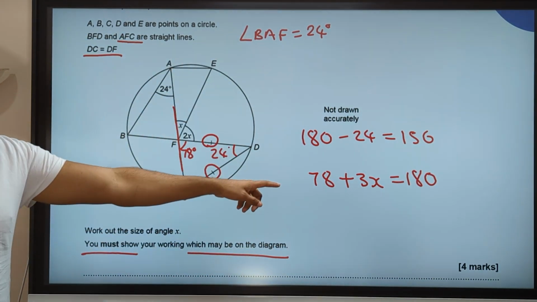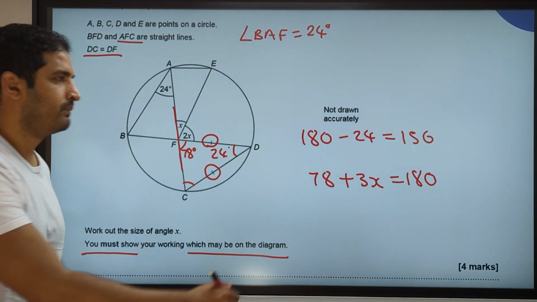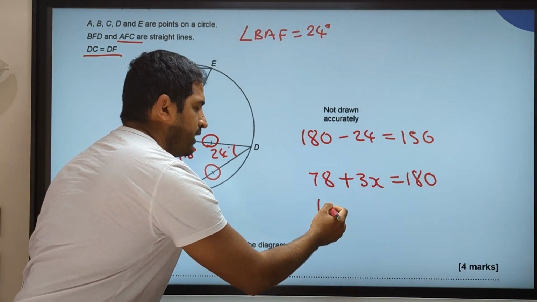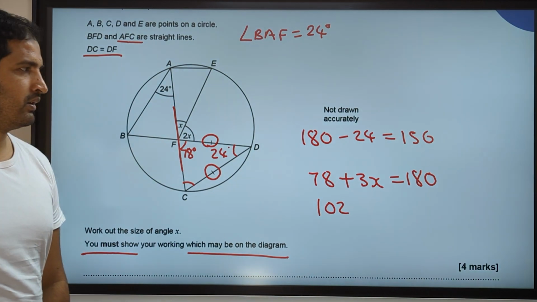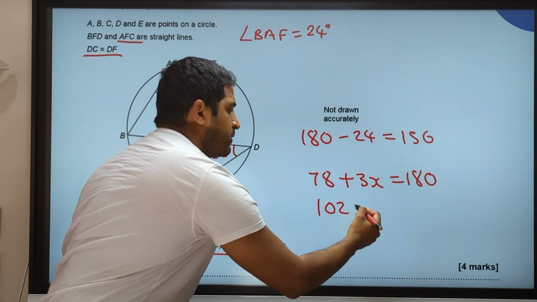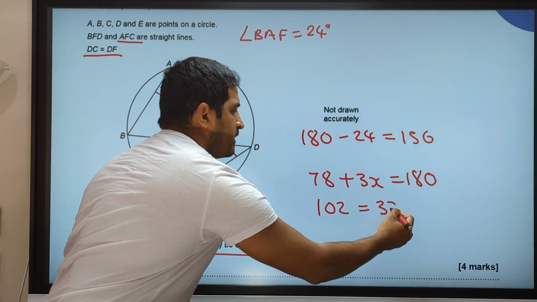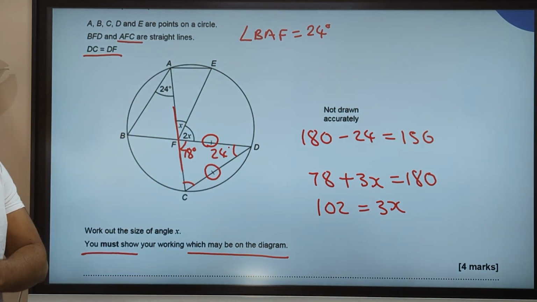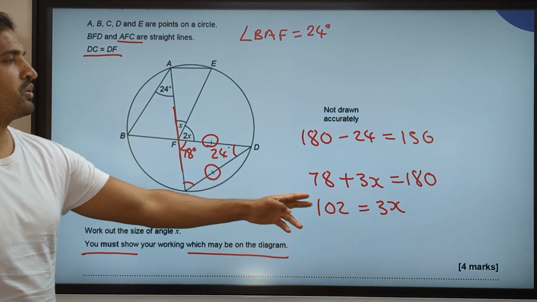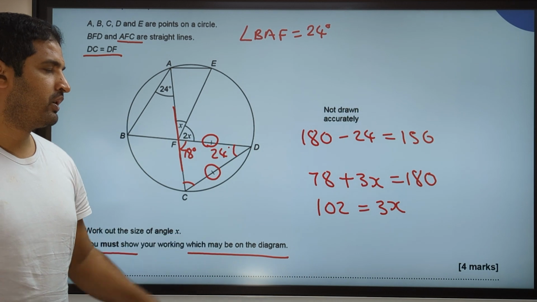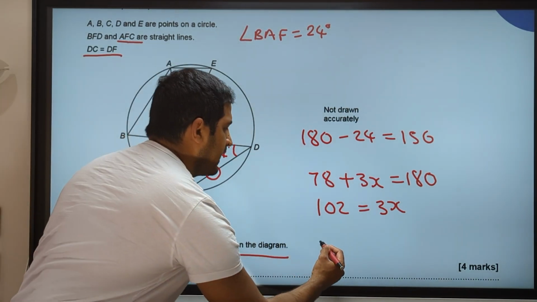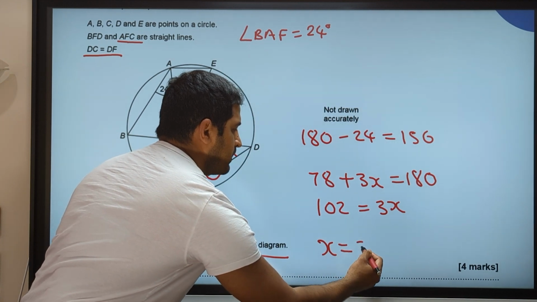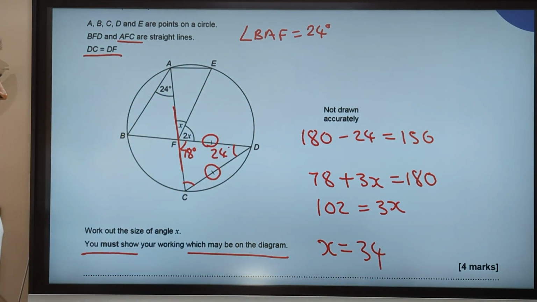So if I take away 78 from 180, I get 102, right? And 102 is the same as 3x. So I need to divide 102 into 3 equal parts to work out what x is. So 102 divided by 3 is 35, I think, or 34. So x is equal to 34. And that's all you had to do.